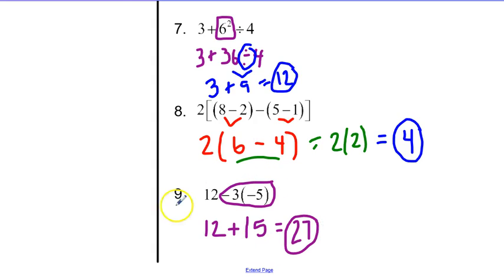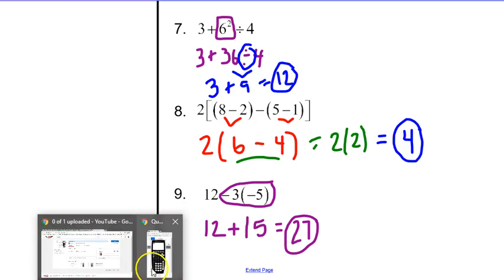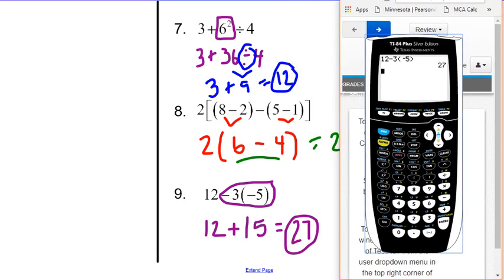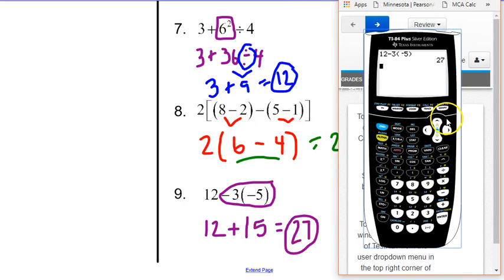All right, if you're struggling with the operations, you can feel free to check it in your calculator. So if I wanted to go, hey, let's see if I did this right, we can put into our calculator 12 minus 3, and then in parentheses, negative 5. Hit enter. Make sure I got it right, 27. But see, I did it all in my head first, and I just checked it to make sure I had the right answer. You can feel free to check your answers, but make sure you're showing me your work, showing me that you know how to use the order of operations.